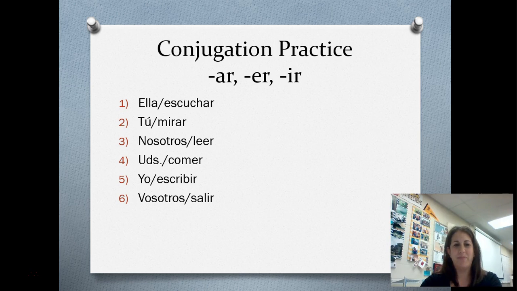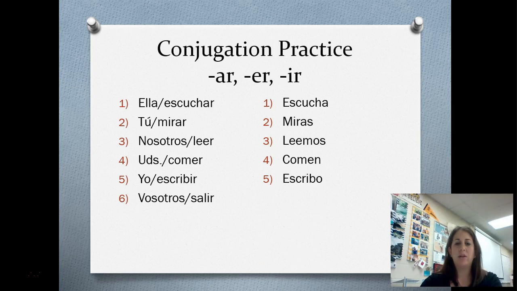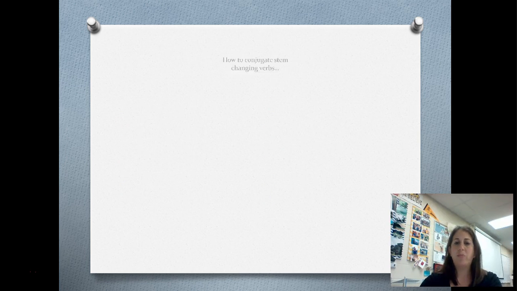Okay, let's see how you did. Ella escuchar should be escucha. Tú mirar should be miras. Nosotros leer, leemos. Ustedes comer should be comen. Yo escribir should be escribo. And vosotros salir should be salís. Make sure you've got an accent on that last one. I would also take a moment to process through what those words mean in English. What is escucha? What is comen? What does that mean in English? Alright, so that's a quick review of the present tense.